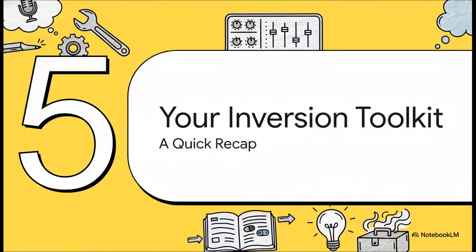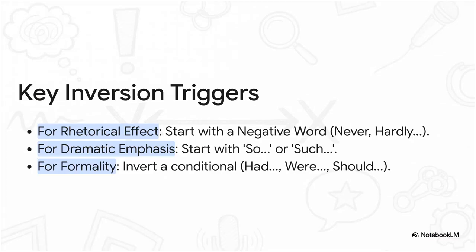Okay, so let's do a quick recap. Think of everything we've covered as your new inversion toolkit, ready to go for any situation. So, what's in the box? Well, if you need to make a strong point, you've got your negative words. If you want to be super dramatic, you reach for so and such. And when you need to sound extra formal, boom, you've got your conditional inversions. Three different triggers for three different situations.